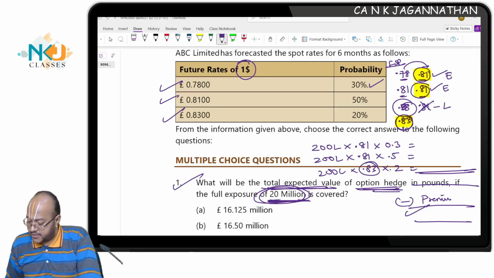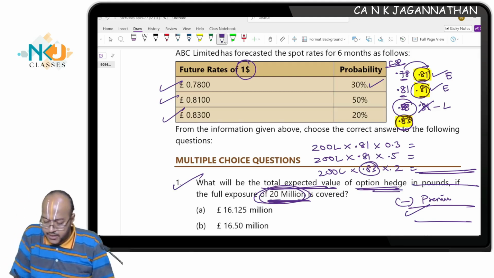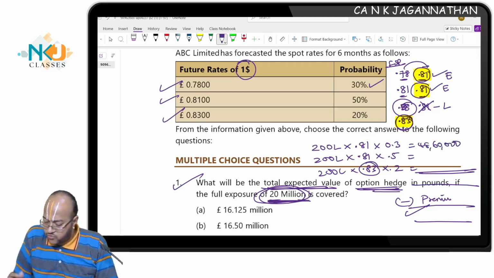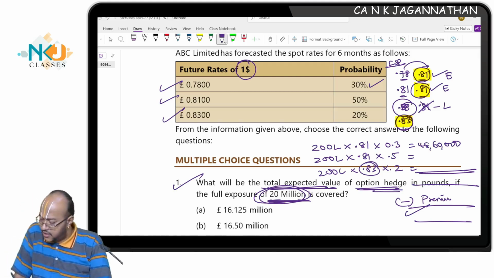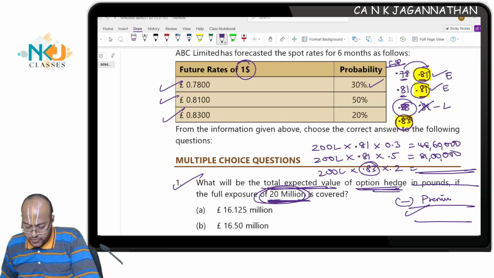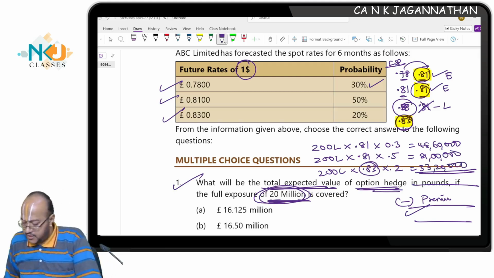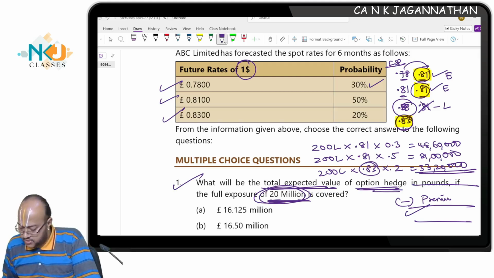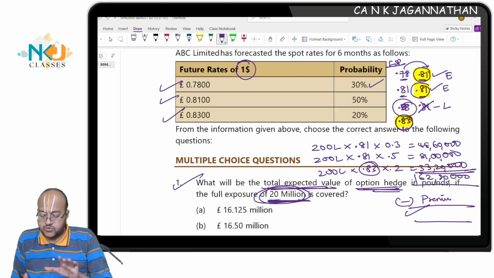Now, shall we compute this? 200 lakhs into 0.81 into 0.3. How much is that? 48 lakh 60,000. Then you have 200 lakhs into 0.81 into 0.5. How much is that? 81 lakhs. Then you have 200 lakhs into 0.83, this time into 0.2. You get 33 lakhs 20,000. If you add these numbers, you get 162 lakhs 80,000. Are you all understanding? So 162 lakh 80,000 minus the premium.